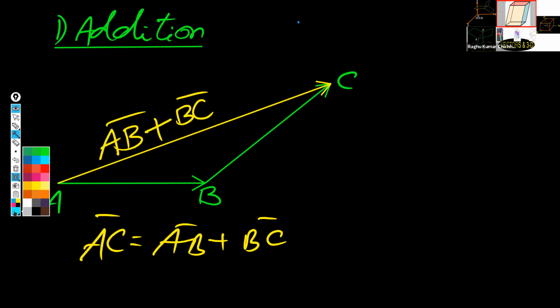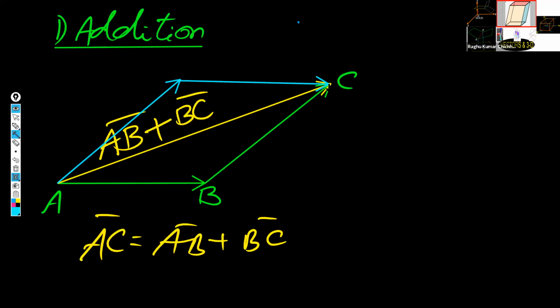This is a vector which is drawn parallel to BC, and another line parallel to AB. And their common point is D here. So this is nothing but a parallelogram formed here. And what is that you observe here?